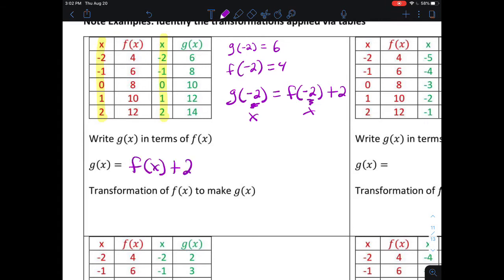Now in terms of function notation, identifying transformations, if I add 2 onto the very end of a function, that means my transformation was, I moved it up. The graph of f moved up 2 units will create the graph of g.